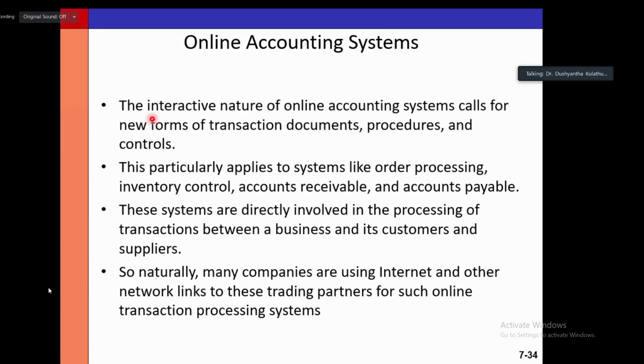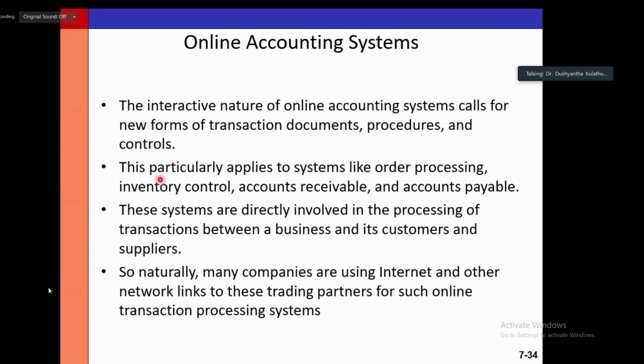Then continuing with online accounting systems, the interactive nature of online accounting systems calls for new forms of transaction document procedures and control. Traditionally the accounting department would have utilized certain documents, procedures and controls when performing those transactions, but when it comes to online transactions, the same documents, procedures and controls may not be valid. So an online accounting system may require new types of documents, guidelines, procedures, controls, and so on.